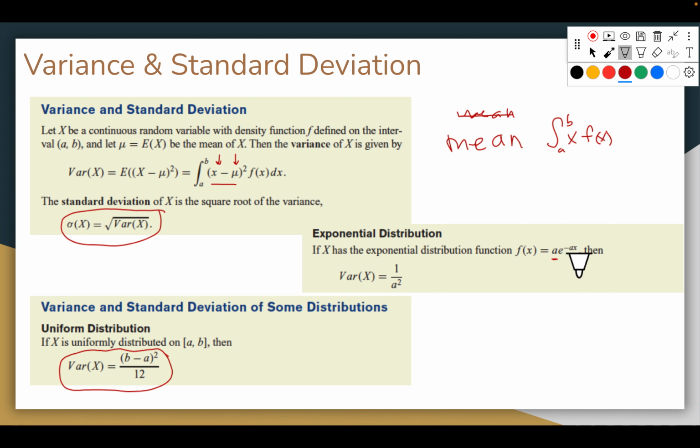And what's the standard deviation? The square root of 1 over a squared, which gets you back to the mean. Does it? Yeah, it sort of does. But with the uniform distribution, I think the question in the homework only asks you about the mean. Yeah, in fact, I'm sure. But you could calculate the variance and the standard deviation if needed.